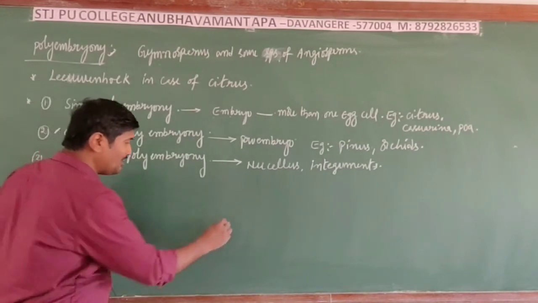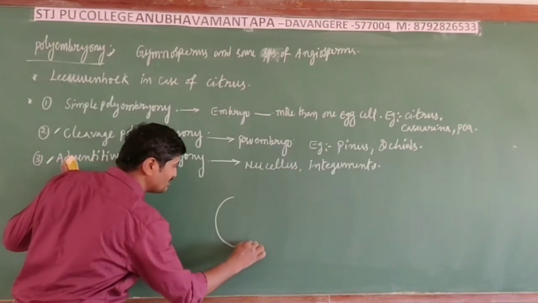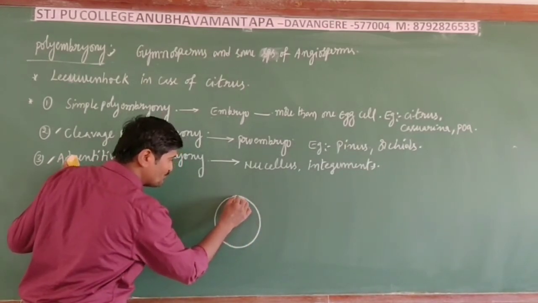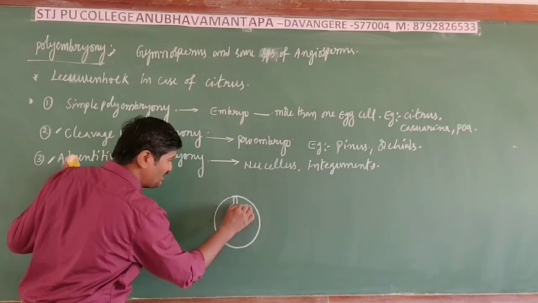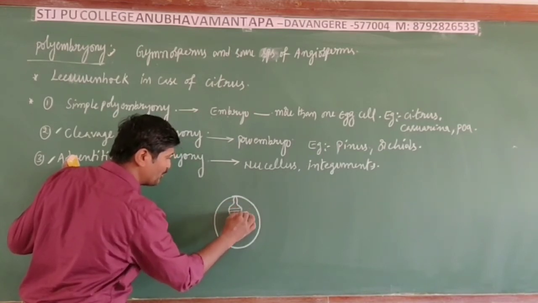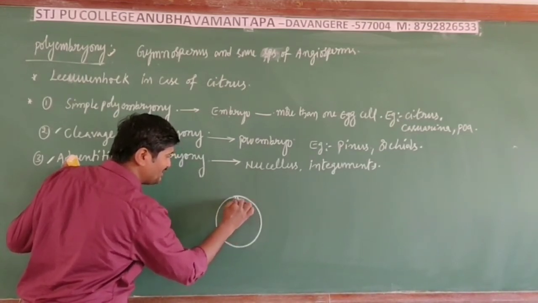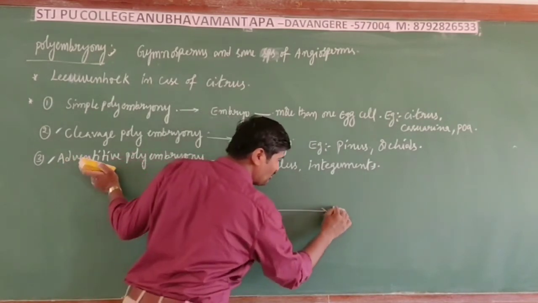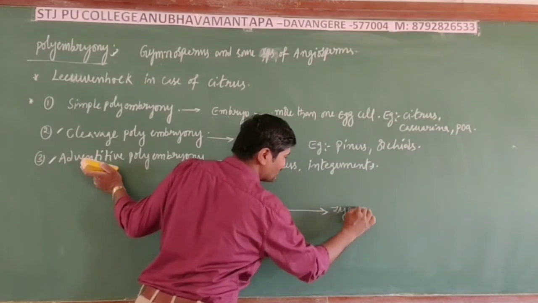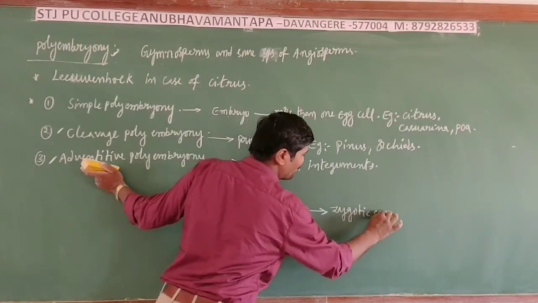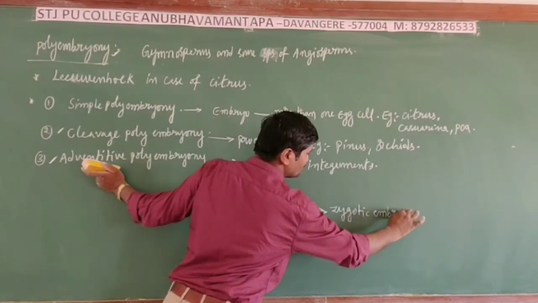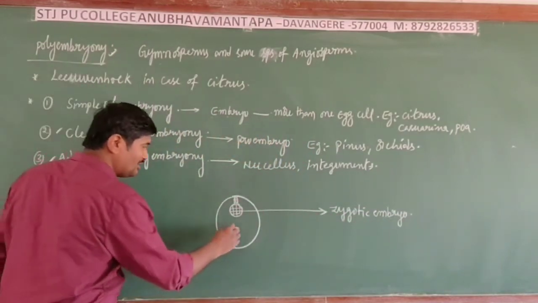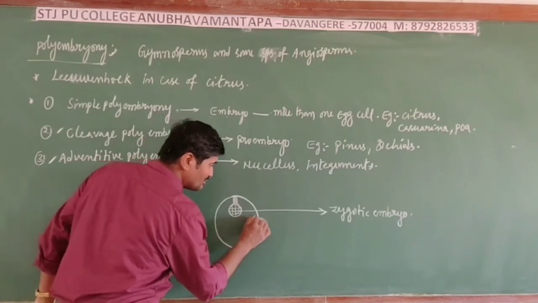For example, this is the endosperm. This is one embryo. This is the main embryo. It is developed from the zygote. That's why this is known as the zygotic embryo. Zygotic embryo. Next one. What about this one?